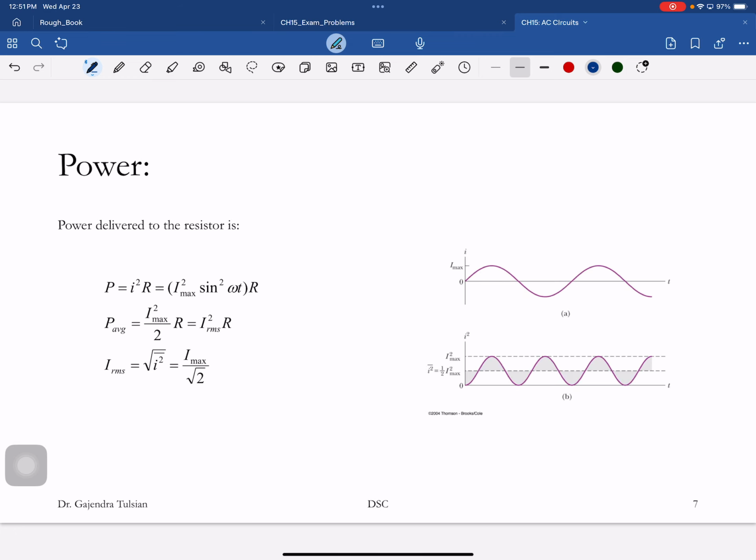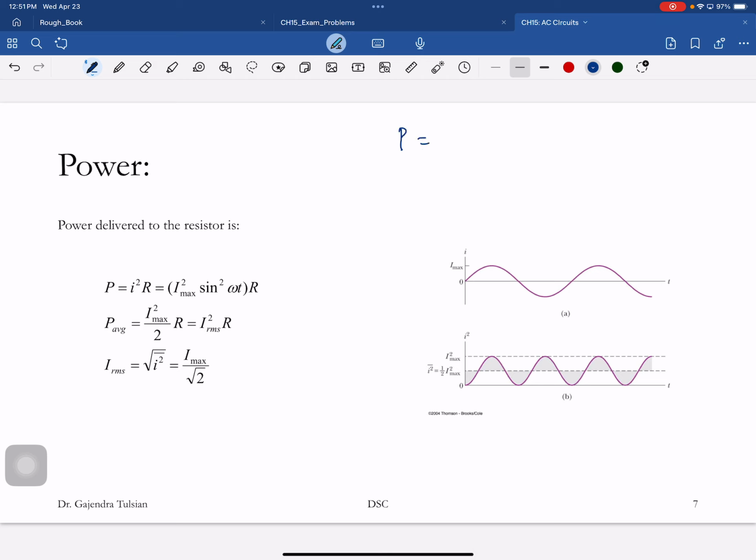All right, now we'll introduce a couple more ideas. All these expressions are similar to the expressions for DC circuits.